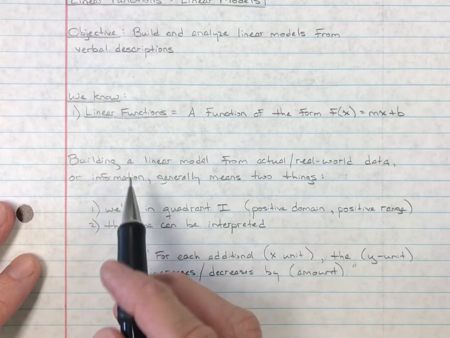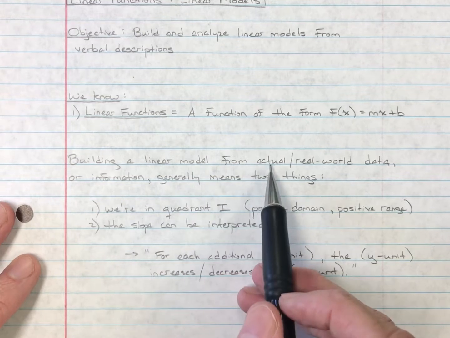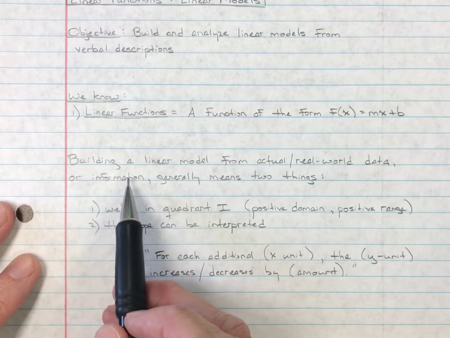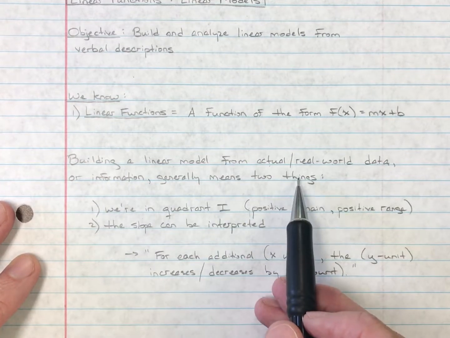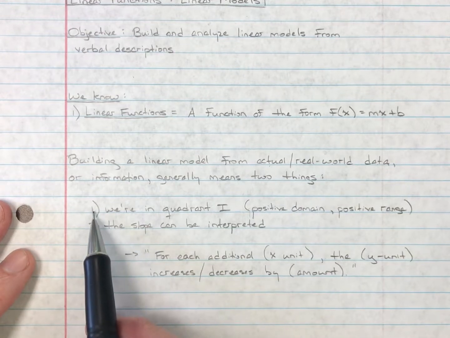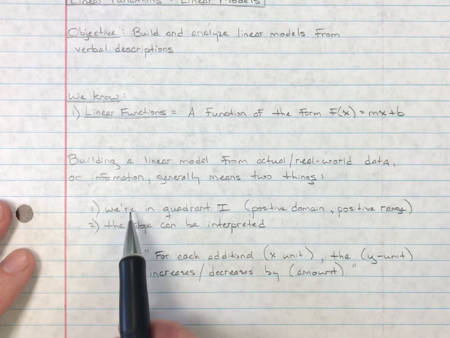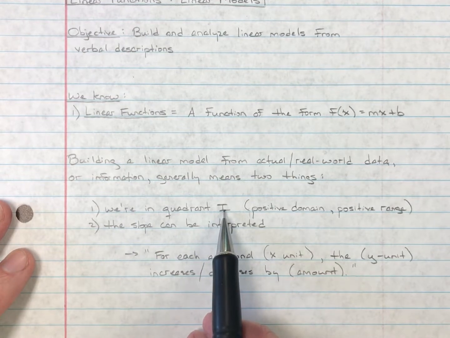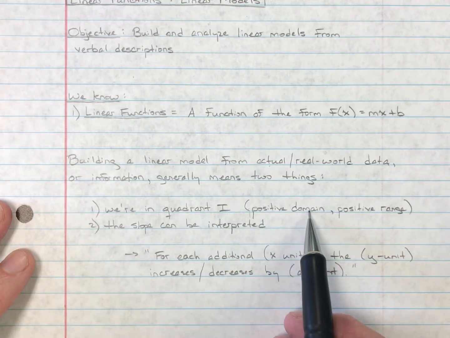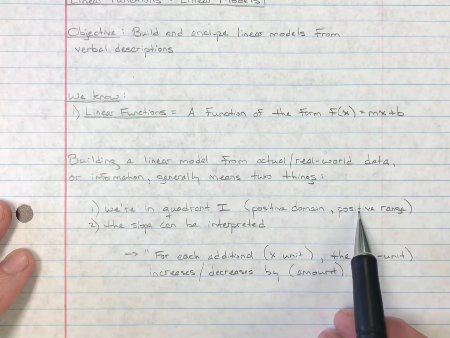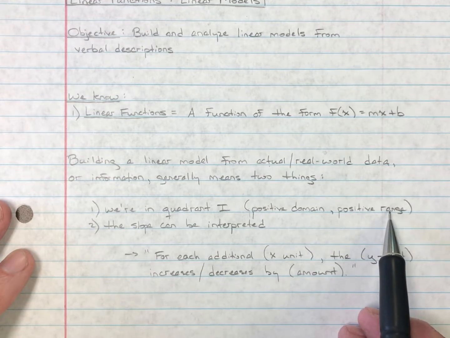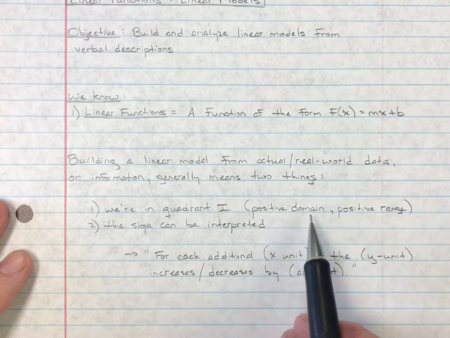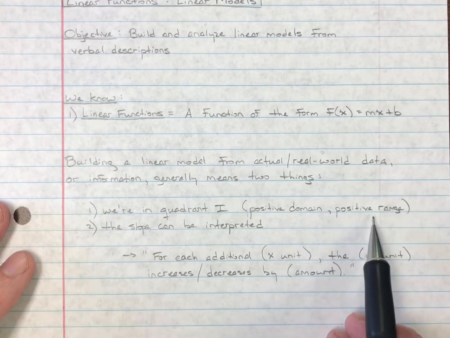All right, when it comes to building a linear model from real-world data or real-world information, this generally means two things we want to keep in mind. Number one, we're talking real life here, real world, so we're almost always going to be in quadrant one, the positive quadrant. So we're going to have a positive domain of some sort, and we're going to have a positive range of some sort in general. Okay, we're going to be from 0 to positive infinity or from 0 to some number in both cases.